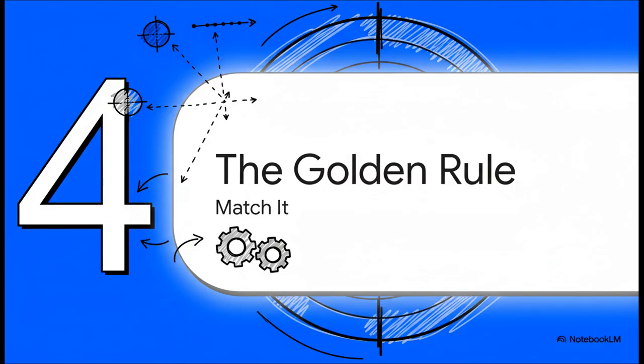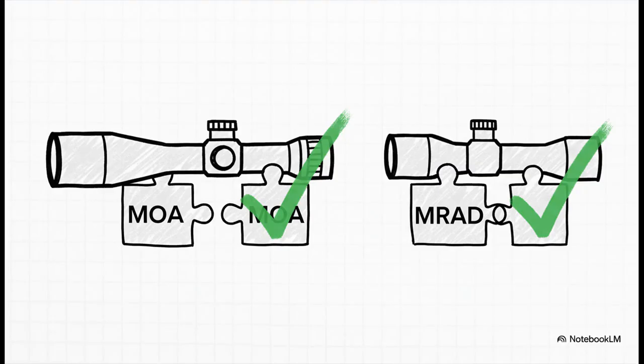Okay, listen up, because this next part is, without a doubt, the single most important practical piece of advice in this entire explainer. If you get this one thing right, you are going to save yourself a massive headache. This is it. This is the golden rule. Your reticle, the crosshairs inside the scope, and your turrets, the knobs you turn, they have to speak the same language. MOA reticle, MOA turrets. Mil reticle, mil turrets. End of story.